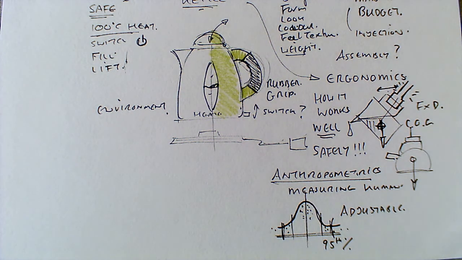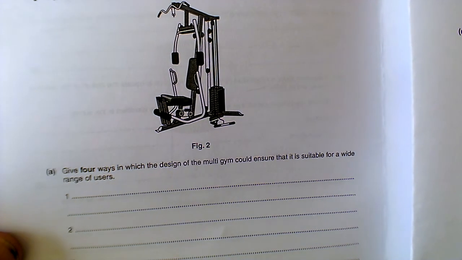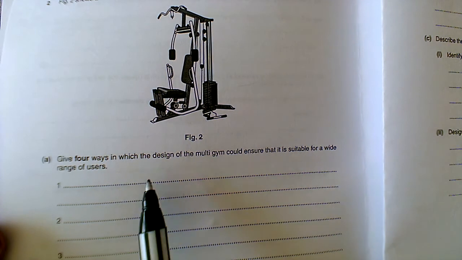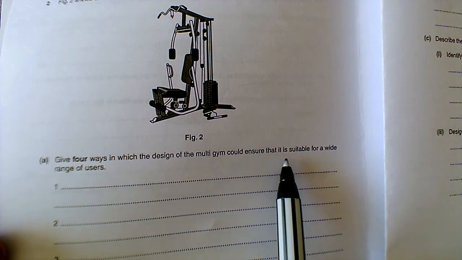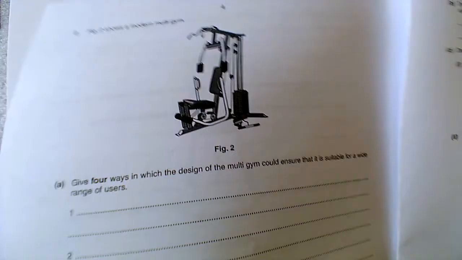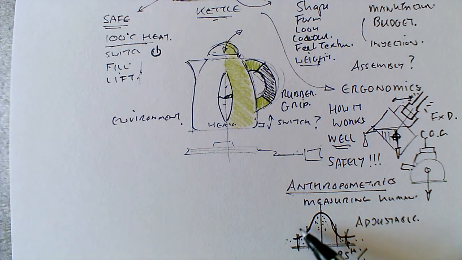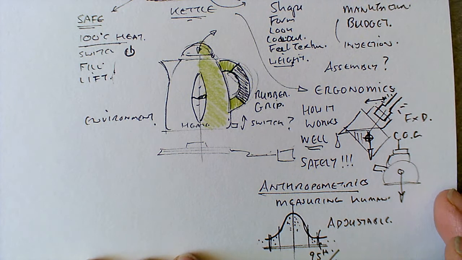I'll just pull the exam paper up, and it talks about a gymnasium here, and it says, give 4 ways in which the design of the multi-gym could ensure that it's suitable for a wide range of users. This is definitely where I'd be thinking about things like, well, I could make it adjustable, I could think about the different sorts of people.